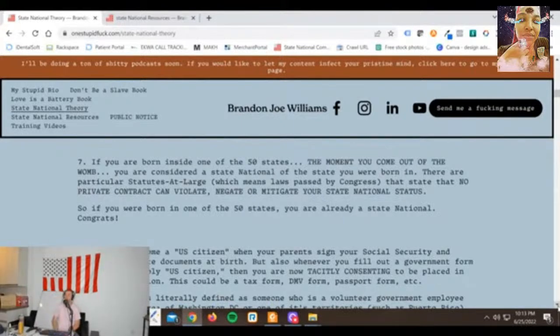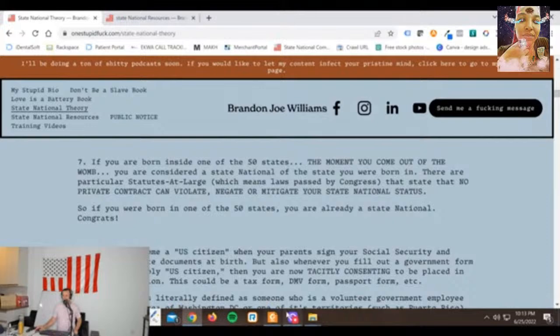Number 7: if you're born inside one of the 50 states, the moment you come out of the womb, you are considered a state national of the state you were born in. There are particular statutes at large, which means laws passed by Congress, that state that no private contract can violate, negate, or mitigate your state national status. So if you were born in one of the 50 states, you are already a state national.